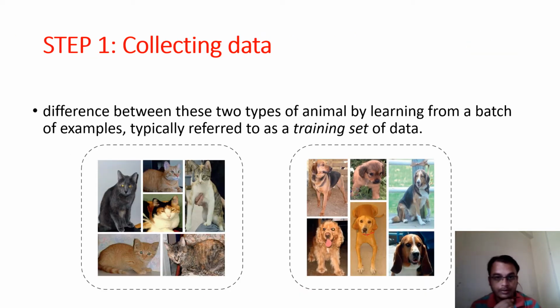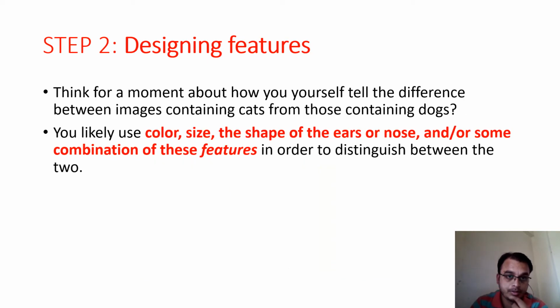Now the next part. What is the first step? Yes, the first step is to collect the data. Collect as many pictures as possible of these two basic classes. Then design the features. Yes, we are going to extract some features. What do we call a feature? Anything which describes a particular image or object and helps distinguish it is called a feature. For example, color, size, ear size, nose, etc. Okay.